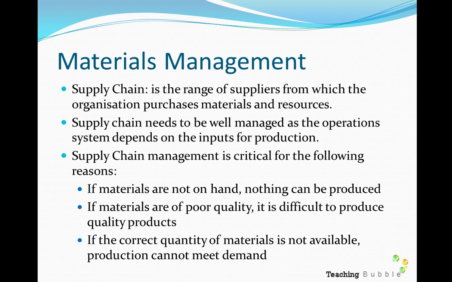We looked at that when we looked at the operations system. And if the correct quantity of materials is not available, again, production can't meet demand. Now, if you can't meet the demand for your customers, then the chances are that they'll look elsewhere. So it's really important that you have good supply chain management, that you have really strong relationships with your suppliers, so that your production can just continue without any problems whatsoever, especially when it comes to materials.